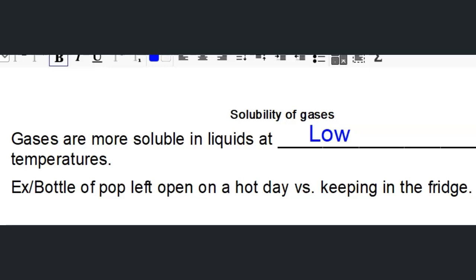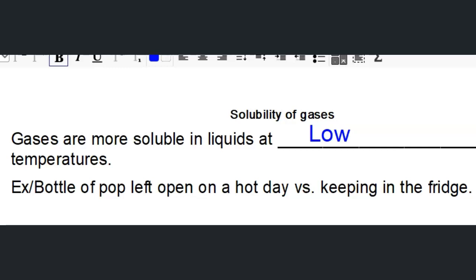Today you will learn about solubility of gases in a solution. So there's some different things that affect how well a gas can stay dissolved within a solution. The first one is temperature. So you guys probably have experienced this with a can of soda.